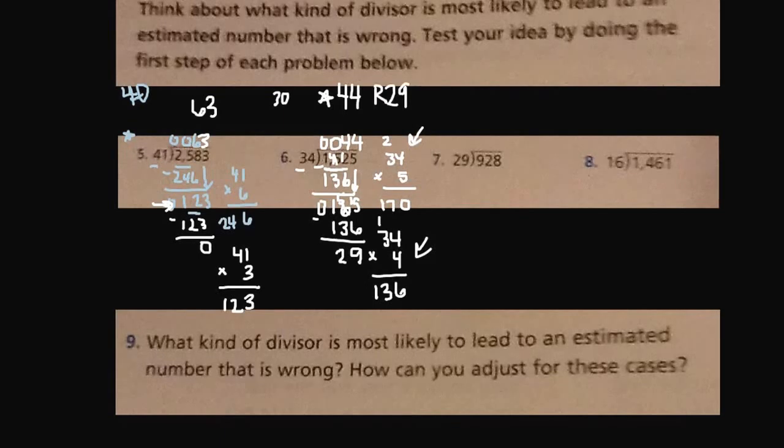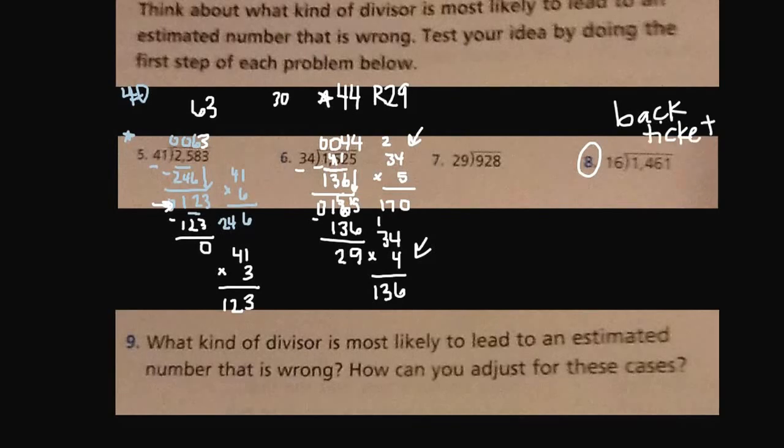So as you can see, boys and girls, this front end estimation that I'm using doesn't always work perfectly, but it does get you close. So I'm going to do one more example, and then I want you to solve number 8 on the back of your ticket, please. I really want to see that work. Okay? So let me solve number 7 now.